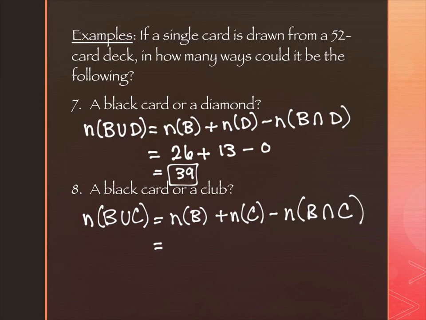So how many black cards are there? I think we just did that one. 26. How many clubs are there? How many cards are black and club? 13. All the clubs are black, right? By sort of definition, that's how we have created them. So if I do 26 plus 13 minus 13, I get 26. There's 26 cards of this one.